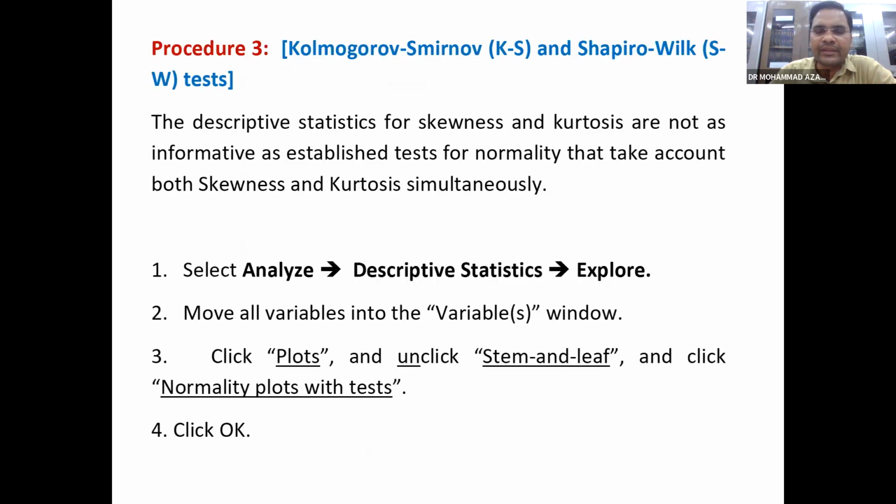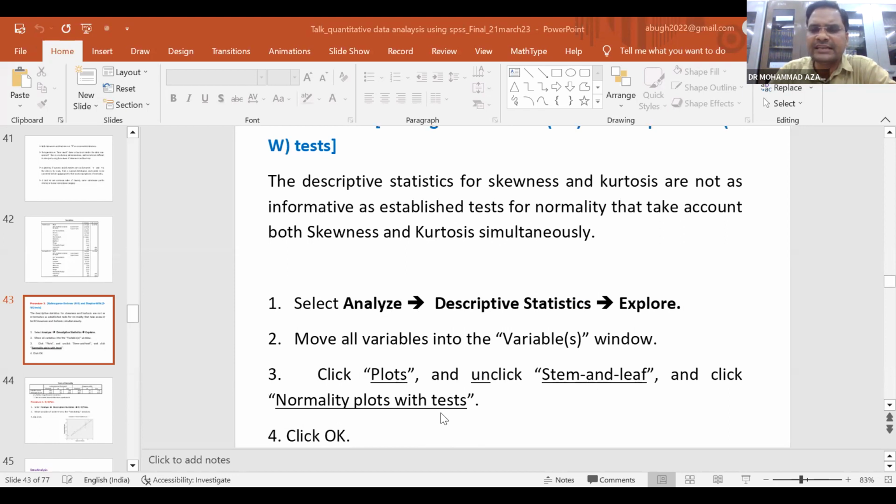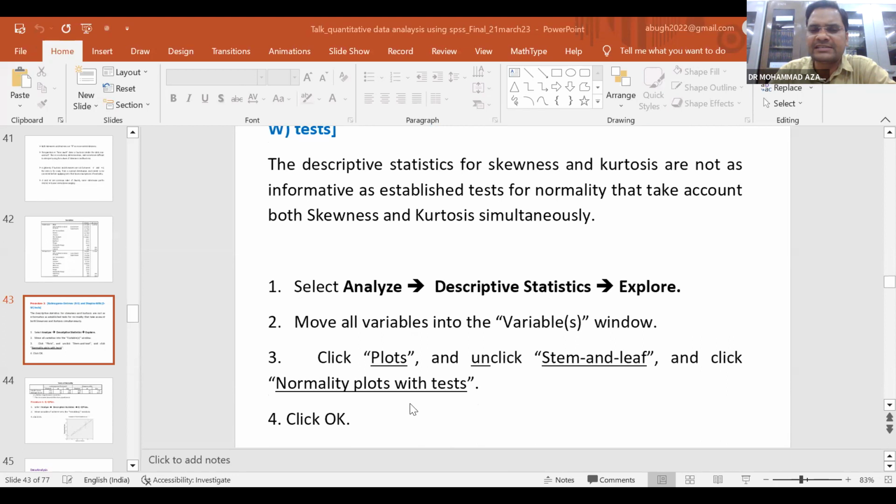Then what I have just shown and discussed is the Shapiro-Wilk test and the Kolmogorov-Smirnov test. Analyze, go to Descriptive, go to Explore, then go to Plots and unclick the stem-and-leaf. By default it considers stem and leaf; no need to click on it. Just click on normality plots with tests and click OK.